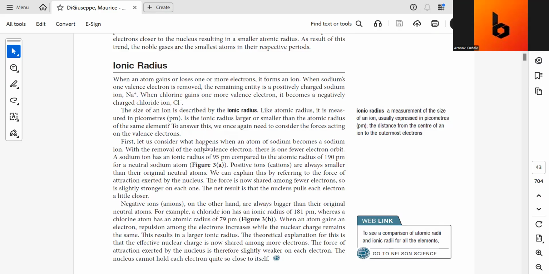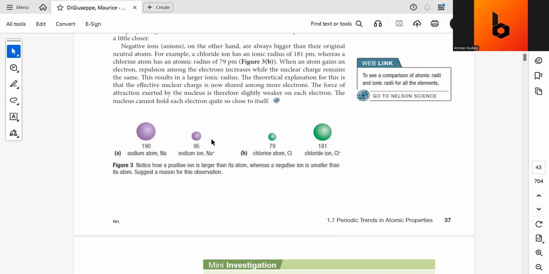Okay, so you copied that. Now let me explain this part. If you see the sodium atom, it has 190 picometers as the size, but the sodium ion has a size of 95. Whereas the chlorine atom has a size of 79, but the chlorine ion has a size of 181. So the logic is, if there is a cation, it is smaller than the atom; if there is an anion, it is larger than the atom. And now let us understand the reason for it.